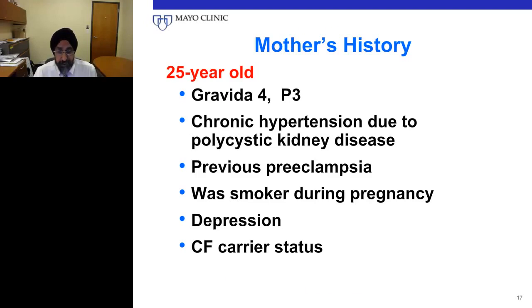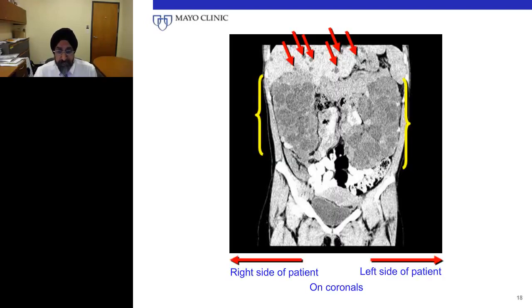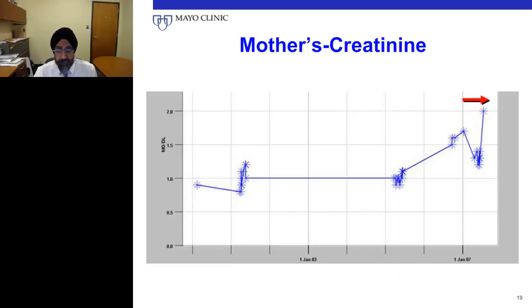When the radiologist looked at this particular image, they were surprised to see that there were a lot of cysts in the liver and a lot of cysts in the kidney, and the kidneys were enlarged. And this helped in explaining the cause of rickets in this child. This also shows that during the last pregnancy, mother's renal function was not optimal and her creatinine was higher than the normal range, as you can see highlighted through the red arrow.